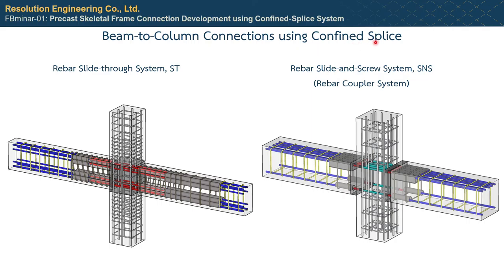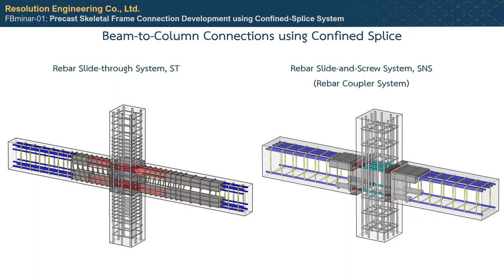Now, beam to column connection using the confined splice. I have 2 systems of beam to column connections. The first one is the so-called slide through system. In the slide through system, I keep the rebar during the installation of the beam. I erect one beam first, push the rebar and keep it inside that beam, and then the next beam can come in place, and then I slide the rebar from this beam to the newly installed beam. Otherwise you cannot make the continuity of the rebar.